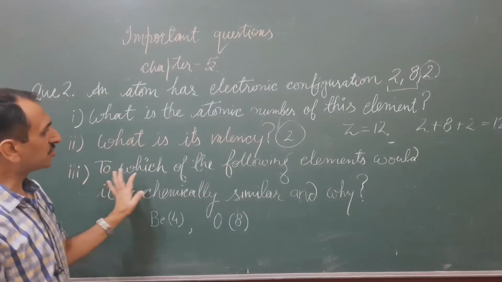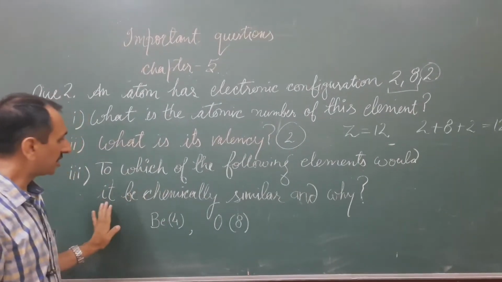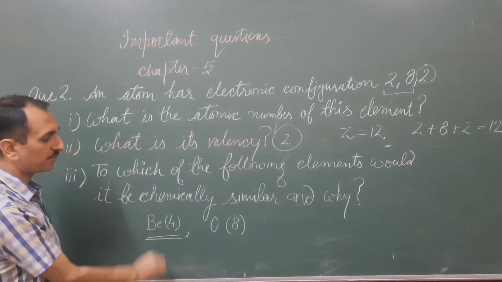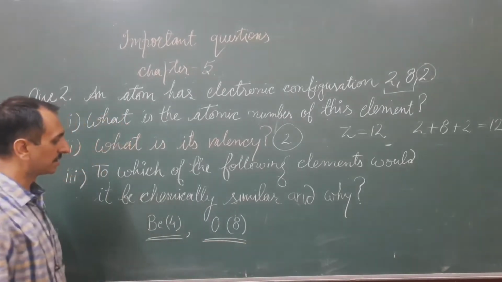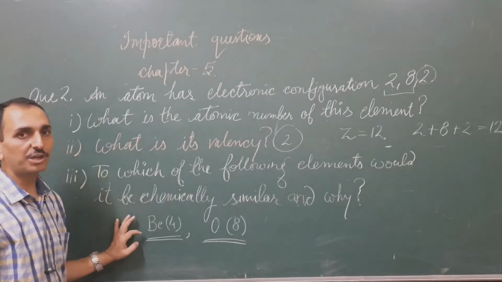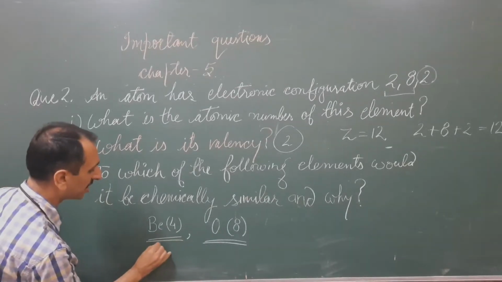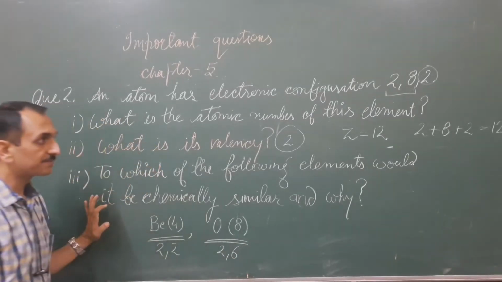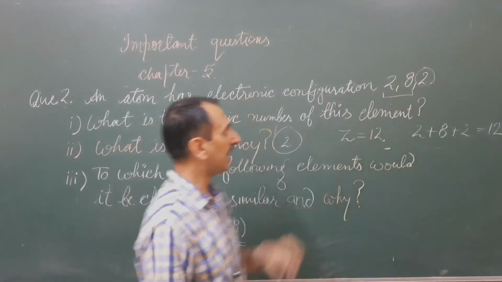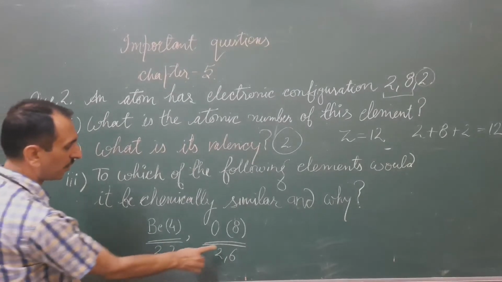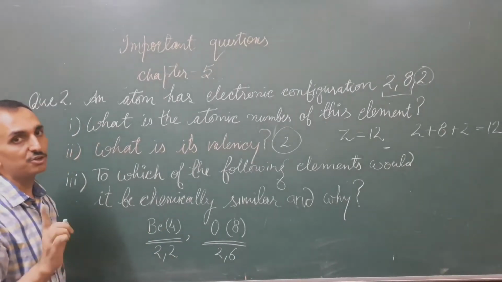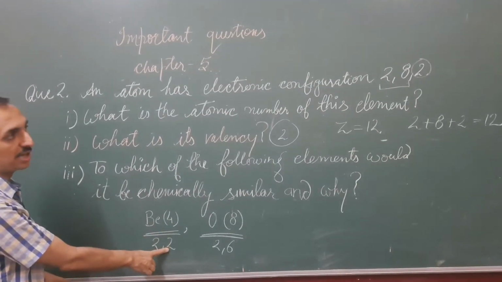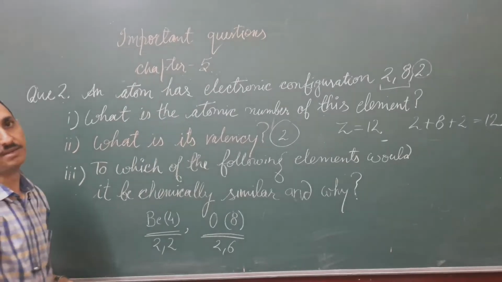Last question. To which of these following elements would it be chemically similar and why? Elements given are beryllium, atomic number 4, and oxygen, atomic number 8. First of all, we will write their electronic configuration. In the case of beryllium, configuration is 2,2. In the case of oxygen, configuration is 2,6. So, the outermost shell has 2 electrons here, and out of oxygen and beryllium, only beryllium has 2 electrons in the outermost shell. That's why beryllium has similar chemical properties to the given element.